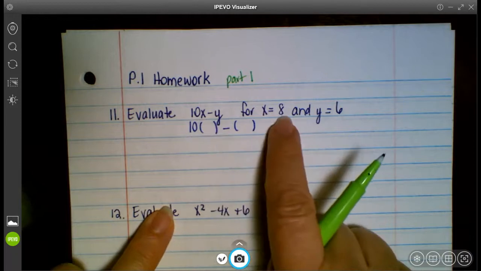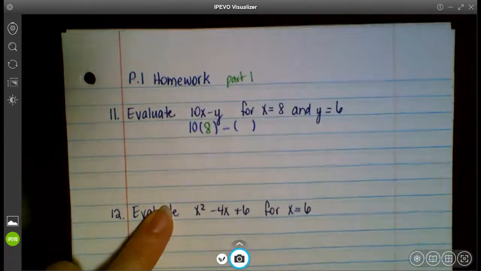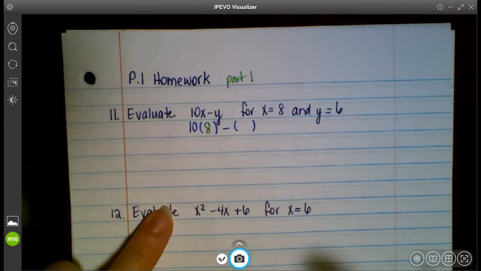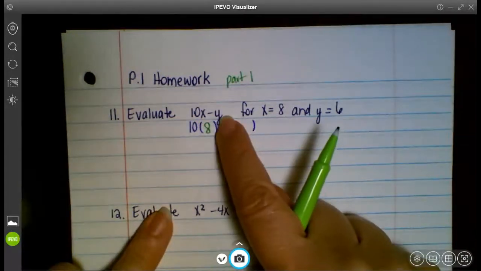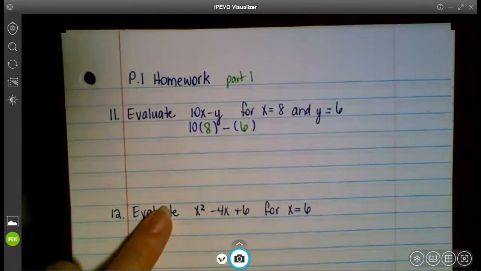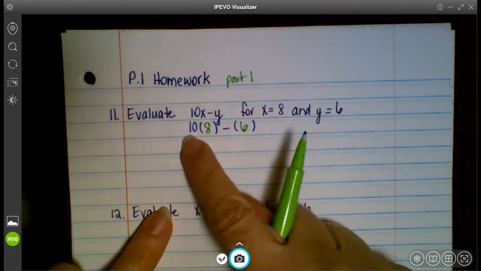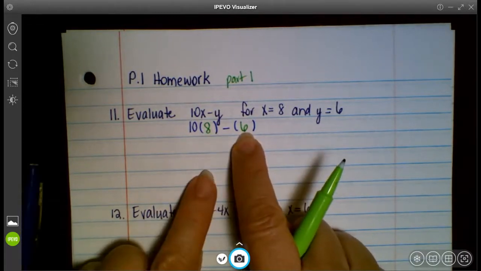Now, x has a value of 8, so I'm going to fill in that empty variable spot with the value of 8. This empty variable spot is for y, so I'm going to fill it in with a 6. Now we can do the math. 10 times 8 is 80. 80 minus 6 is 74.